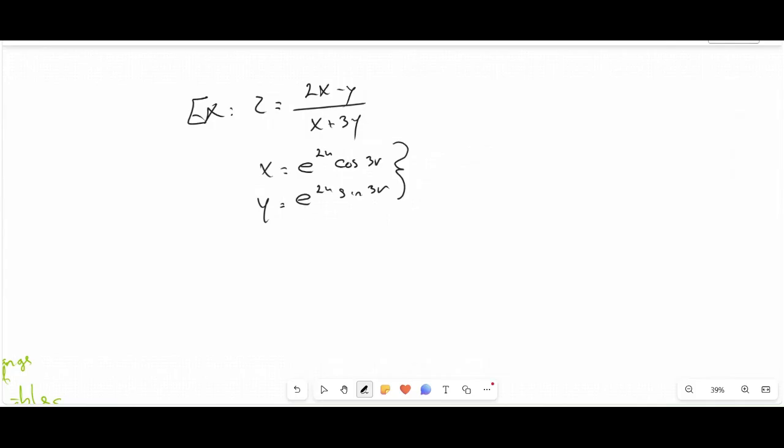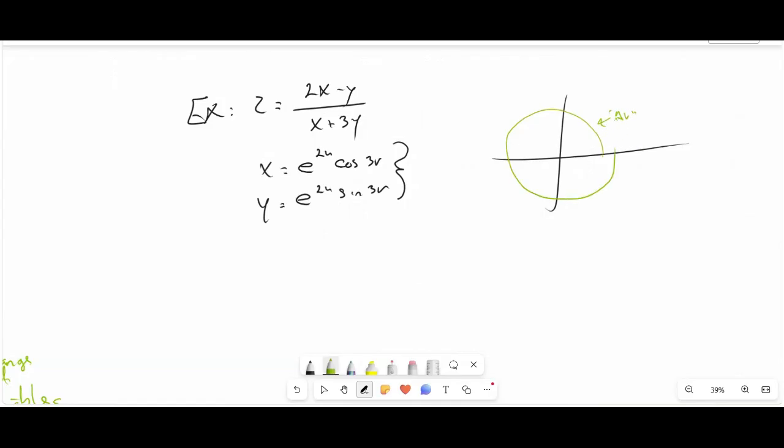If you fix u, you are fixing a radius here. And sine and cosine move in a circle. So this right there is moving in a circle. That's changing in the v direction. Here's another circle, changing in the v direction. Here's another circle and another circle. All of those circles represent changing in the v direction.